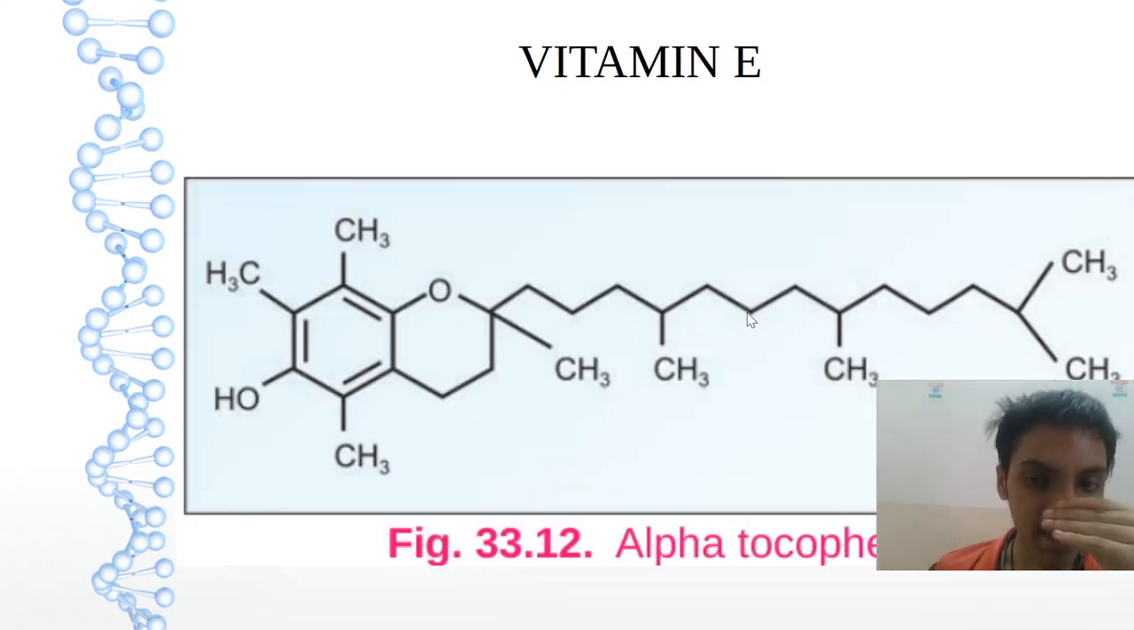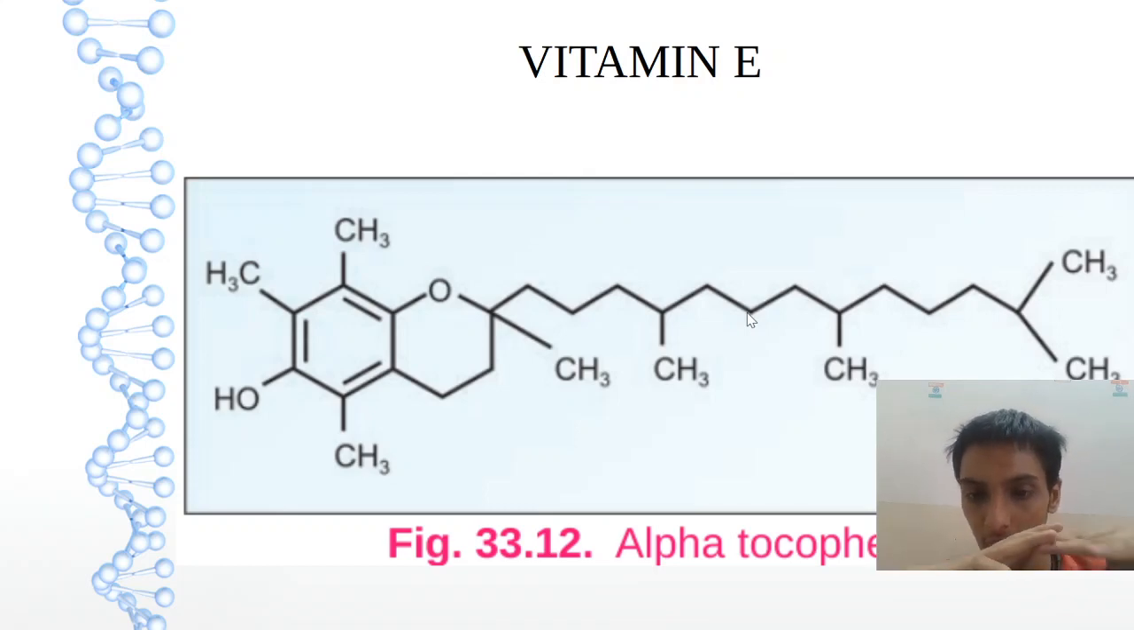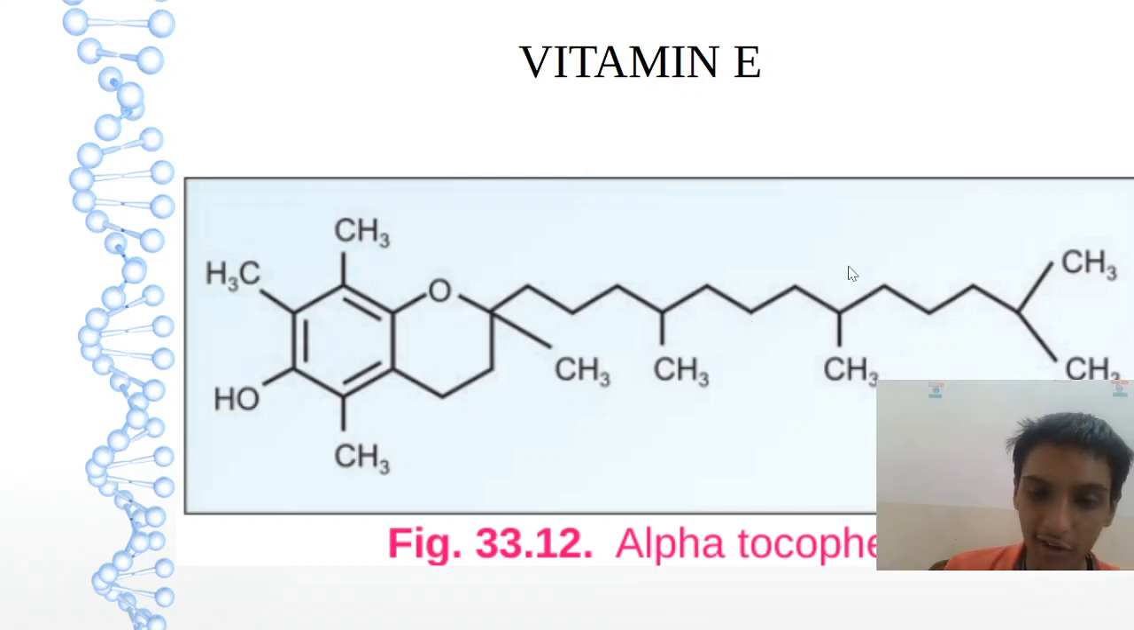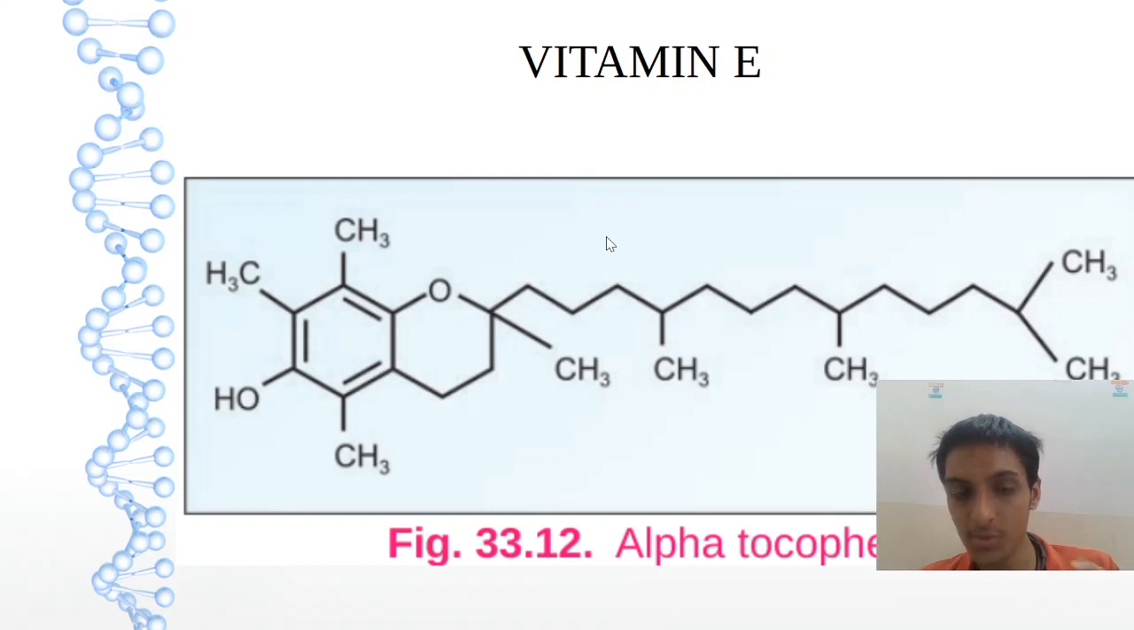Let us see vitamin E. So this is called anti-sterility vitamin. Mainly it is alpha tocopherol. There are beta, gamma, other types. Don't worry about it. But alpha tocopherol is the common type, which is having a 6-hydroxychromane ring. I repeat this word again. 6-hydroxychromane ring attached to it.